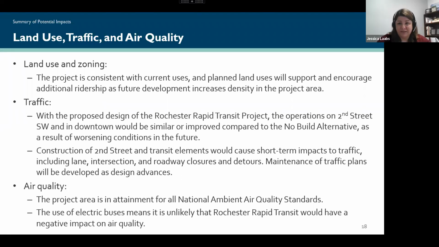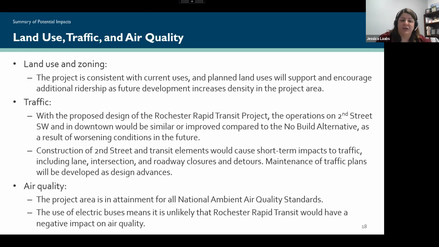Air quality is another factor that we consider in the environmental document. This project area in Rochester is in what we call attainment for our national ambient air quality standards. We compare to data from the Environmental Protection Agency for air quality standards in any metro area.